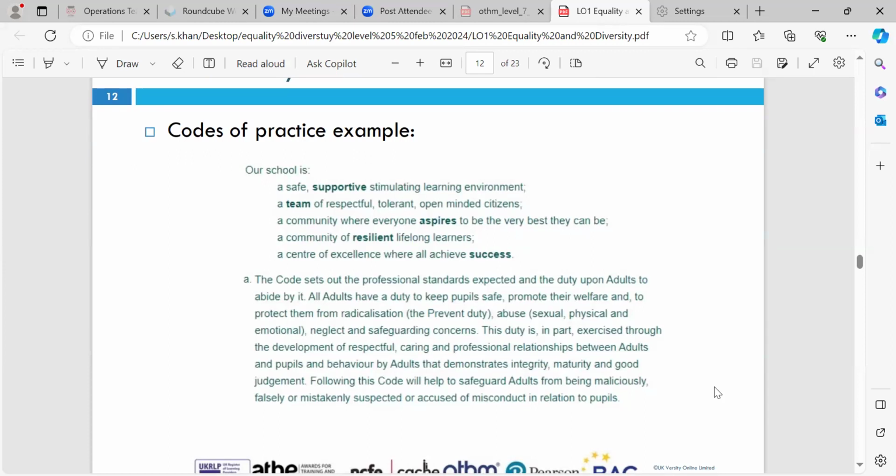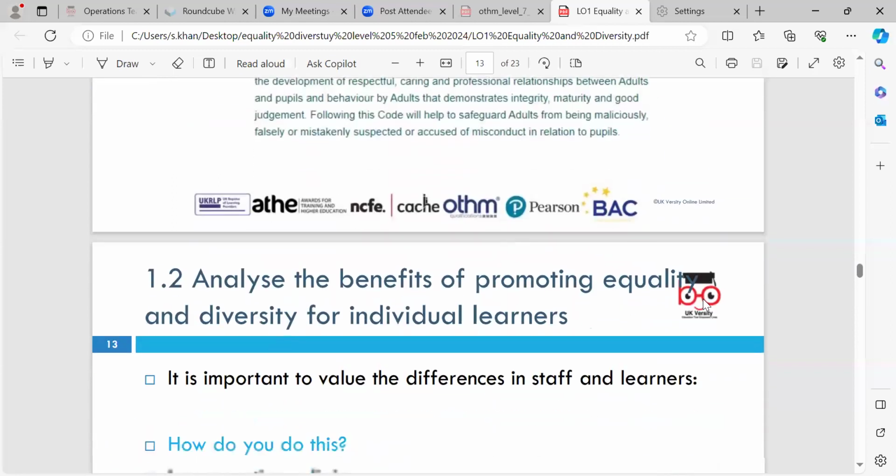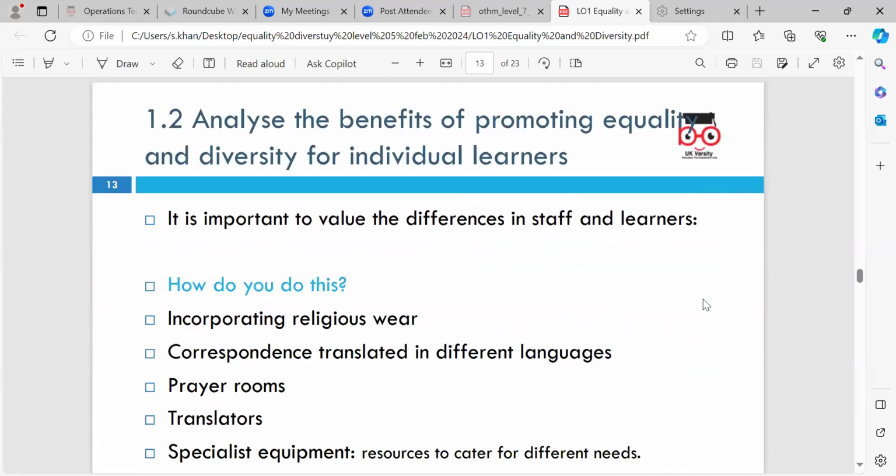Is it for the staff members to follow? To avoid, like, and I think we've also got to consider unconscious bias, so that would hopefully mitigate that. And it's a kind of rules and guidelines that we follow as an employee, but also that we need to promote and protect against any sort of discrimination against anyone. So it's like rules that we put in place. So it's important to value the differences in staff and learners.